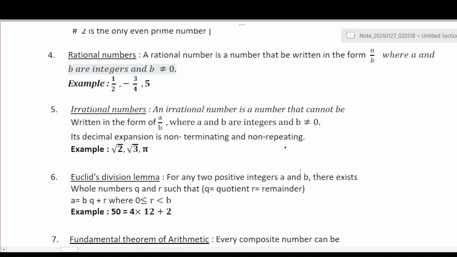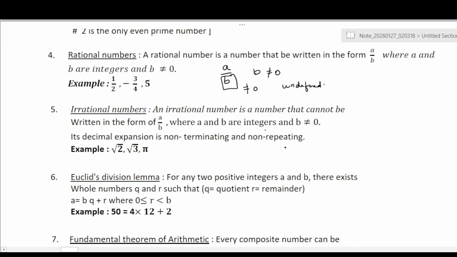Rational numbers. Rational numbers are numbers that can be written in the form a by b, where b is not equal to 0. Okay, that is, in a number the denominator should not be equal to 0. Otherwise, it becomes undefined. And where a and b are integers, when b is not equal to 0. Integers means positive and negative. Okay. Now we go to irrational numbers.